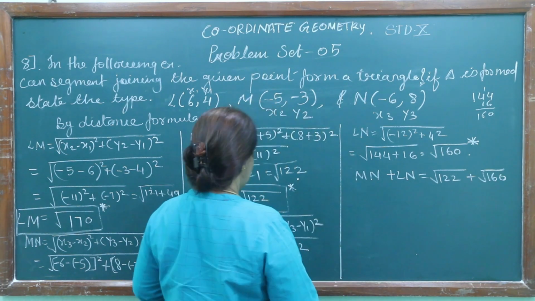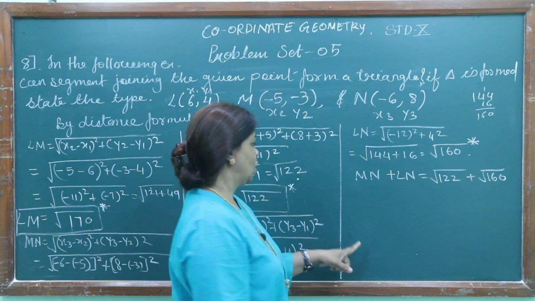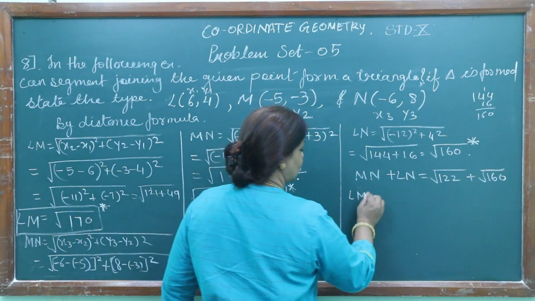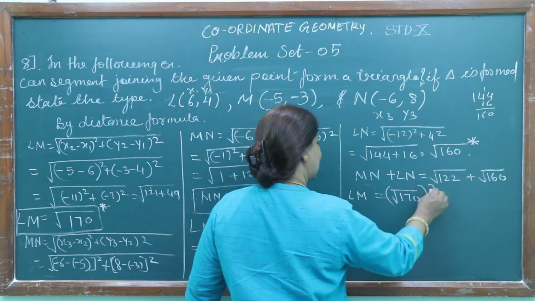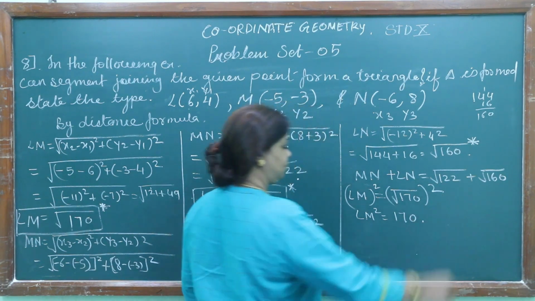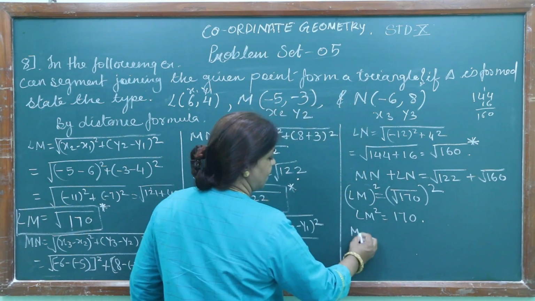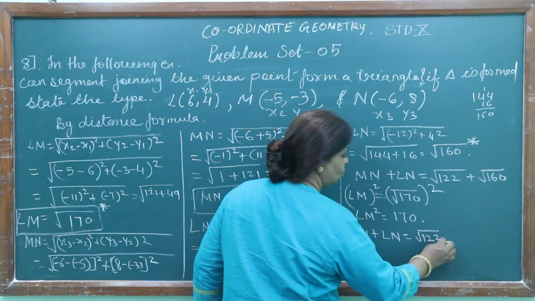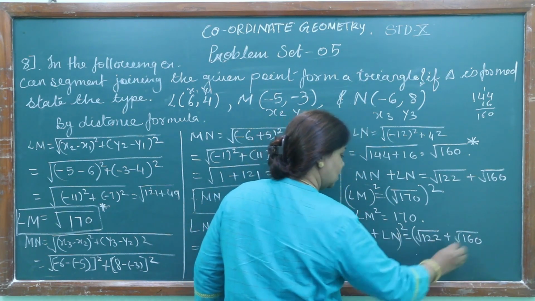What can I do, you know? I can eliminate the square root by squaring both the sides. So if I square this and square this, suppose I am squaring LM. So after squaring, LM is under root 170. If I square LM, I am getting LM square, which is equal to 170. Okay, let me check what do I get after squaring them. So MN plus LN is equal to under root 122 plus under root 160, and I want to square both the sides, so I am squaring.